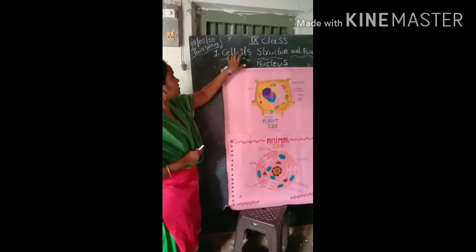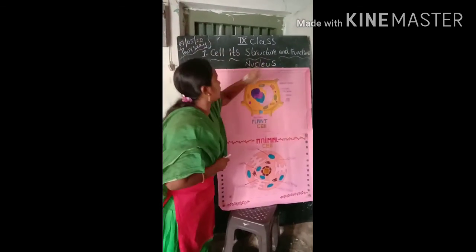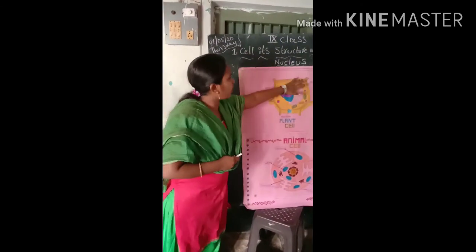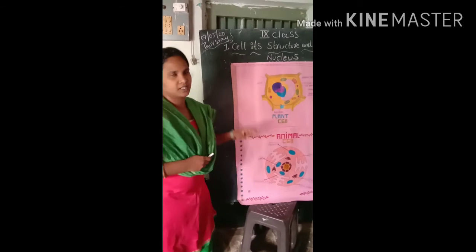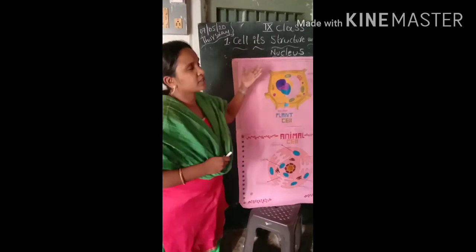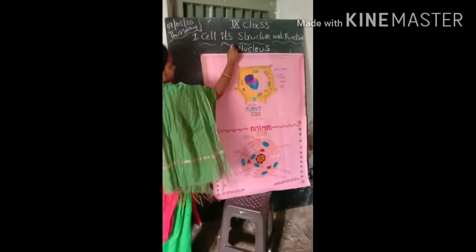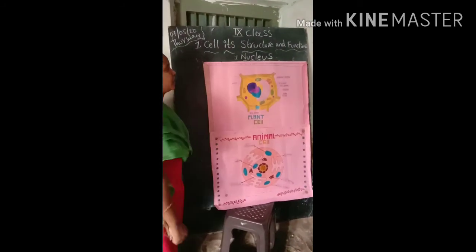Our first lesson is Cell, its structure and functions. Already in the last class, we discussed the cell wall and the plasma membrane. The next important cell organelle is the nucleus.